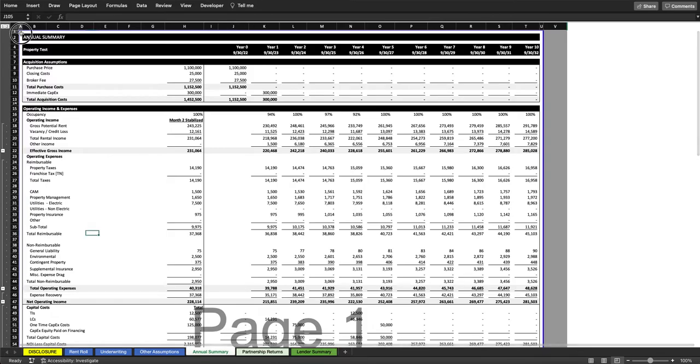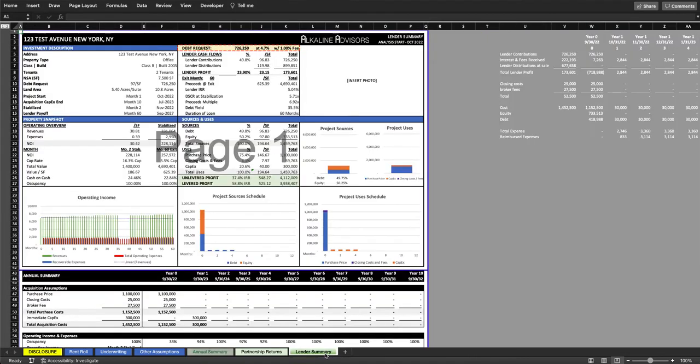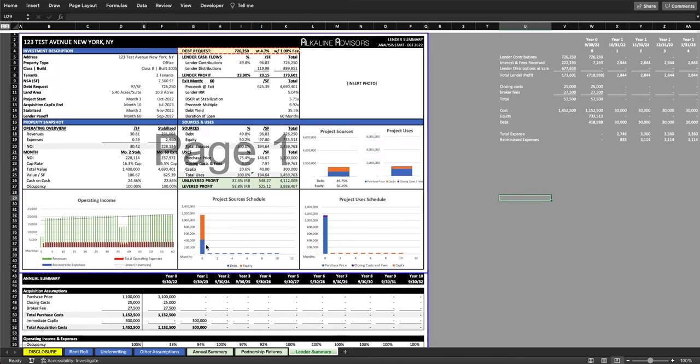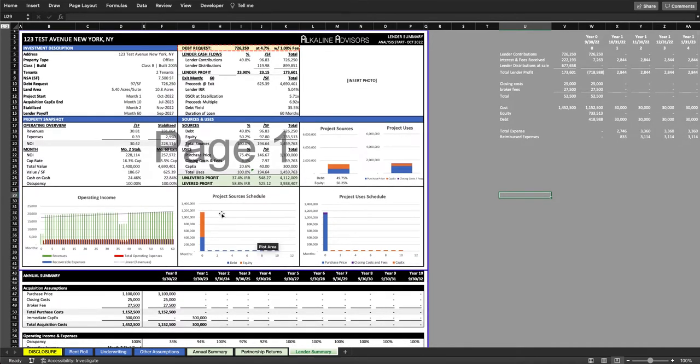Finally, let's jump into the lender summary. The lender summary, now you can see, right, this updated automatically based on your inputs. So you'll see what your debt request is.